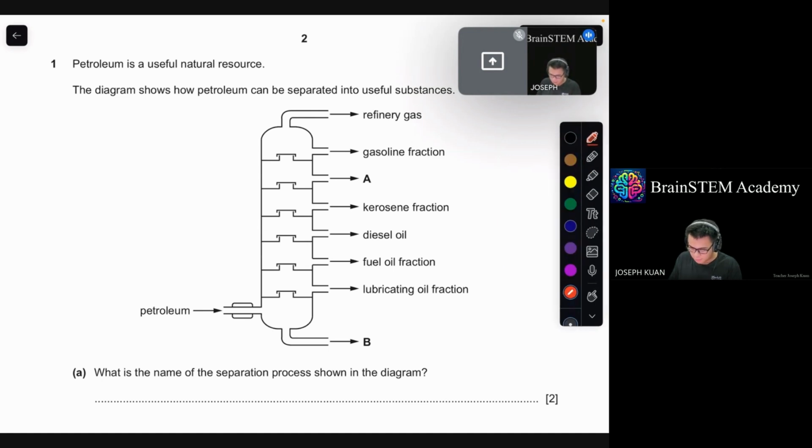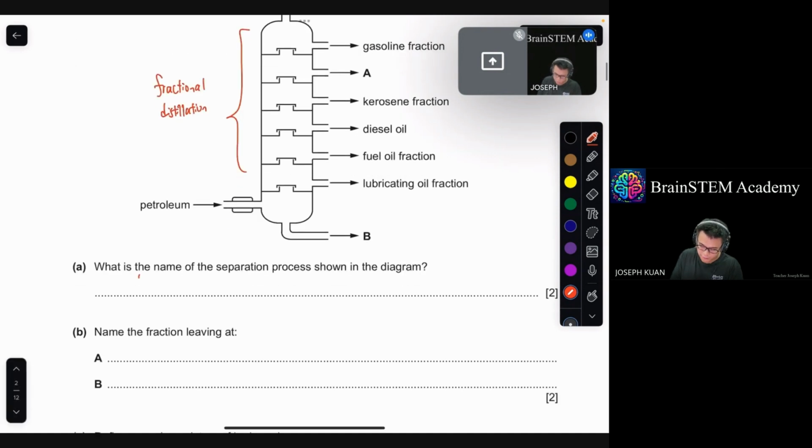A. What is the name of the separation process shown in the diagram? This is fractional distillation. Right? Fractional distillation.